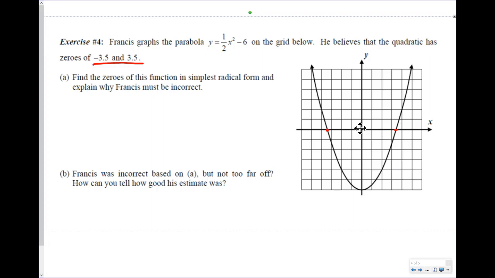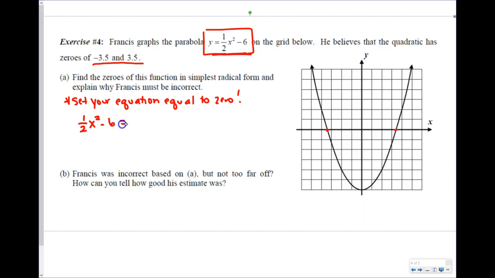So A says, actually find the zeros of this function in simplest radical form, and explain why Francis must be incorrect. So in order to find zeros of a function, you have to set your equation equal to 0. And we've talked about this before. That's the very first thing you have to do. So I'm going to take this equation and set it equal to 0. So I'm going to have 1/2 x squared minus 6, and instead of putting a y, I'm going to make it equal to 0.